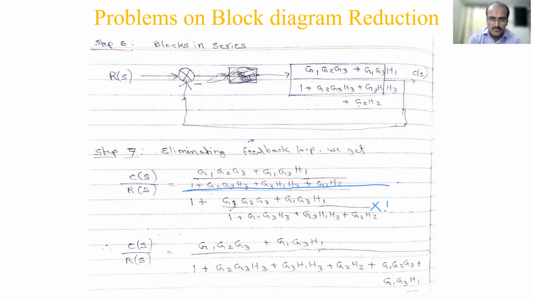When you are taking the LCM of the bottom part, this complete denominator term will be multiplied with this 1. So that is written here: 1 plus G2 G3 H3, G3 H1 H3, G2 H2. Till here it was the multiplied term. Then there is a plus, so that plus will start from here, with whatever remains in the numerator of that, which is G1 G2 G3 plus G1 G3 H1. So in the numerator what is remaining? G1 G2 G3 and G1 G3 H1. This denominator and its denominator both will cancel out, so this answer will come. So this is the final transfer function.